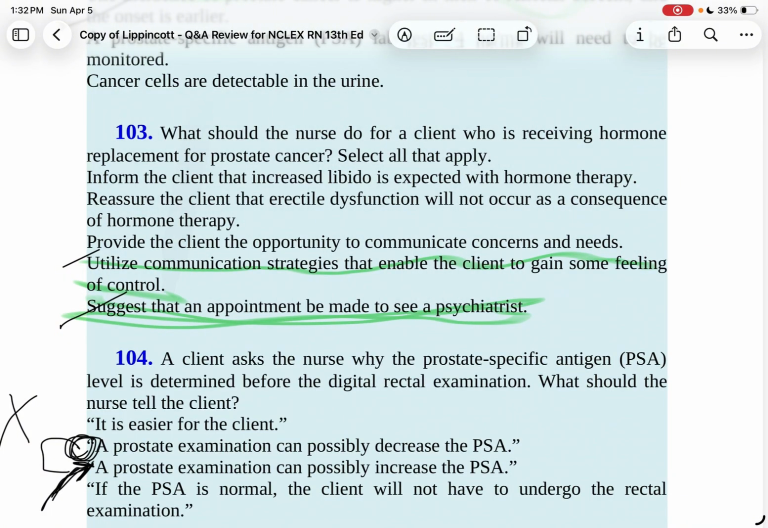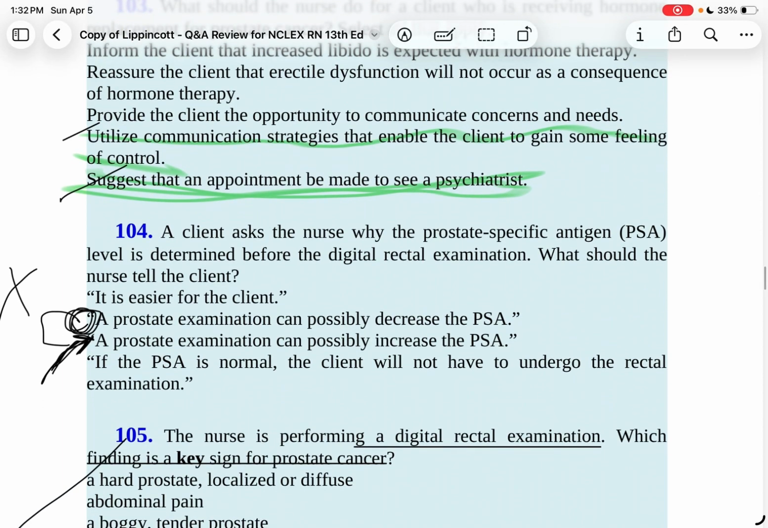A client asked the nurse why the prostate-specific antigen level is determined before the digital rectal examination. Because a prostate exam can possibly increase the PSA.